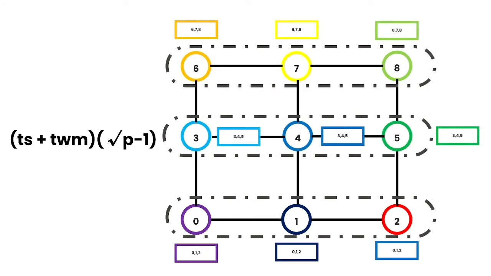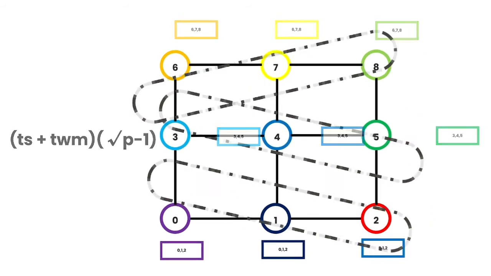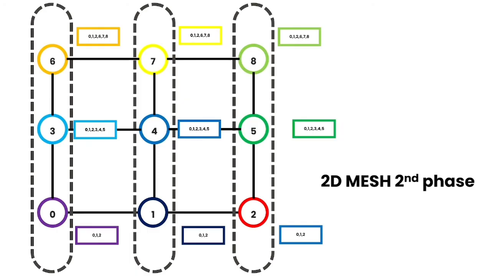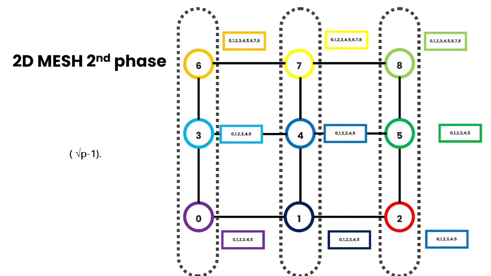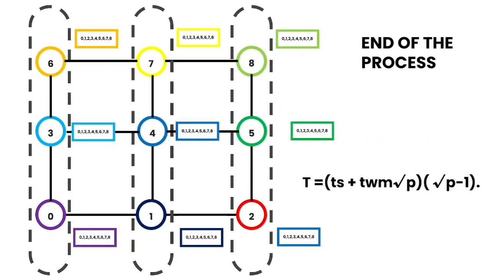The first phase of square root of p simultaneous all-to-all broadcasts concludes in time Ts plus Tw times m times the square root of p minus 1. Next is the second phase, which is like the first one, but column-wise. The number of nodes participating in each all-to-all broadcast in the second phase is also square root of p, but the size of each message is now m square root of p. At the end of all the process, each node will contain data that were originally located on different nodes.